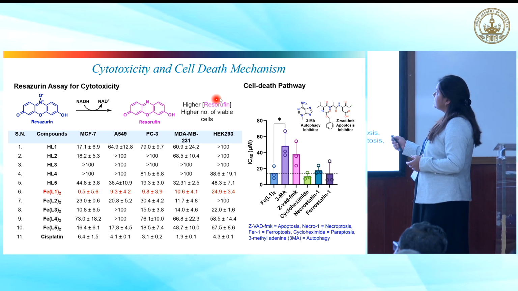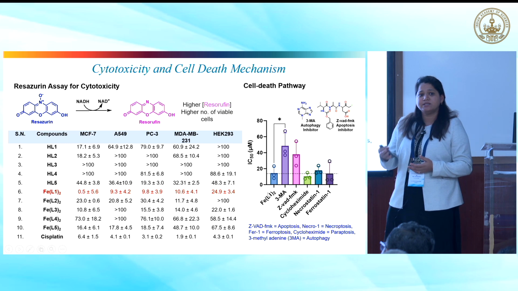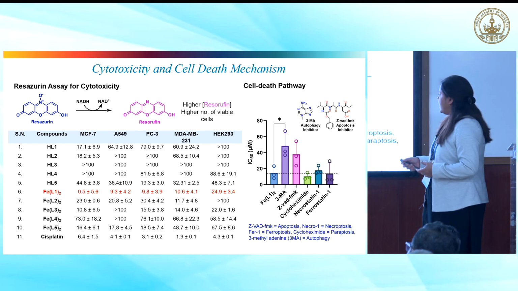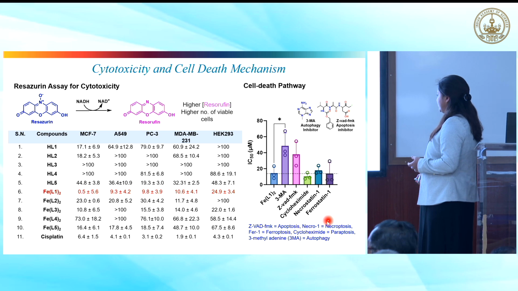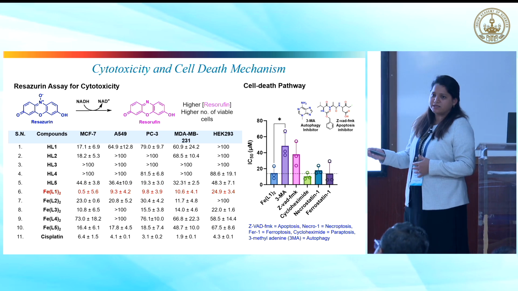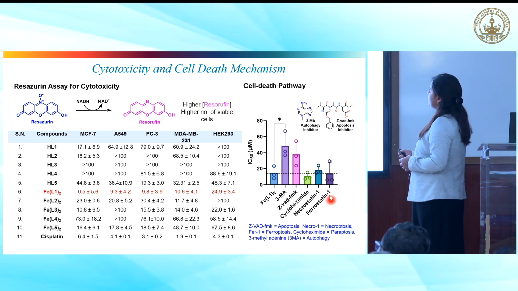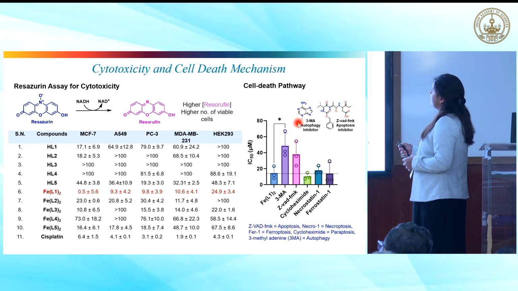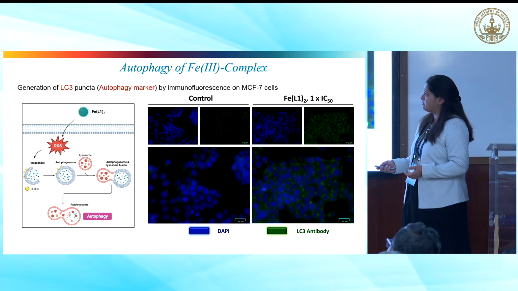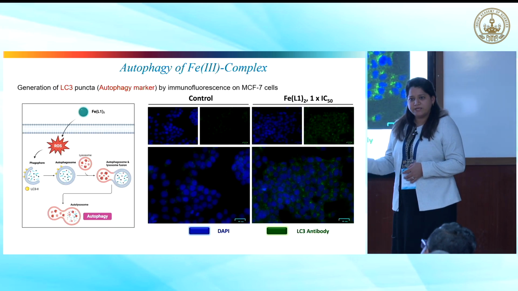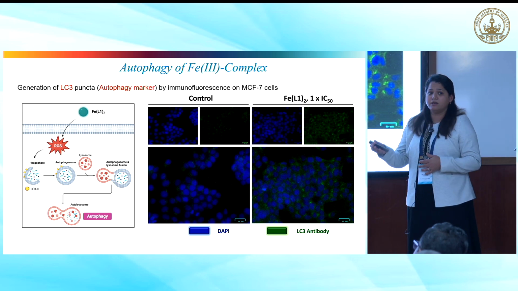So we started with the cell death pathway study, and this study is done in the presence of different inhibitors. We had inhibitors for apoptosis, necroptosis, ferroptosis, paraptosis, autophagy. There are more cell death pathways, but these were the initial ones that we did. And what was found is that our class of compounds is undergoing an autophagy-mediated apoptotic cell death pathway.